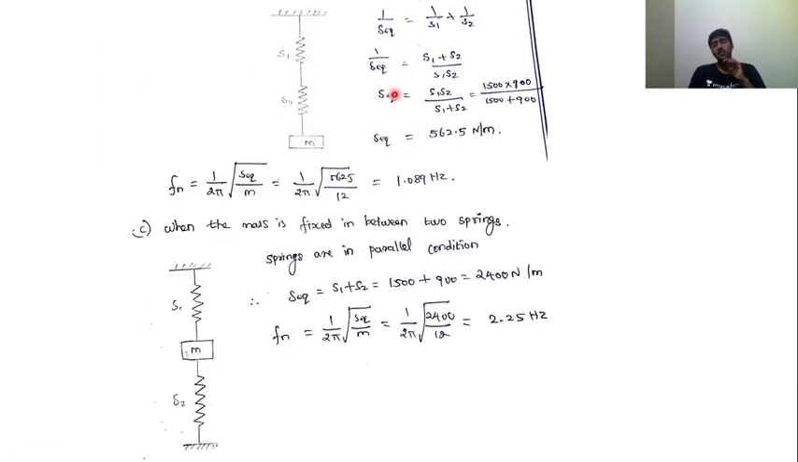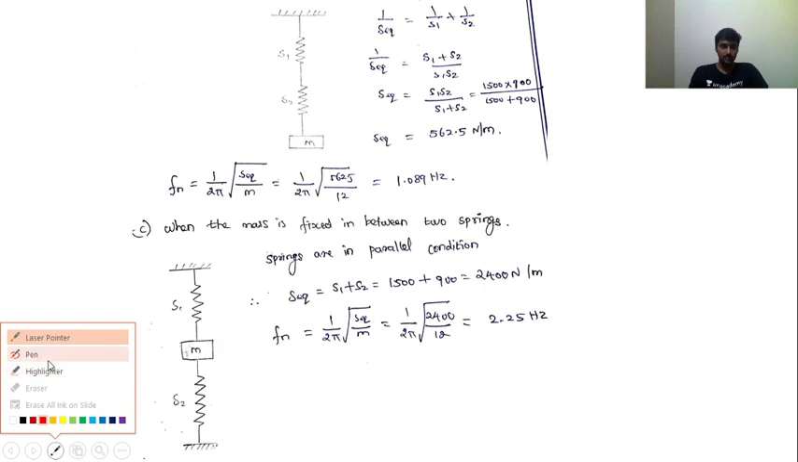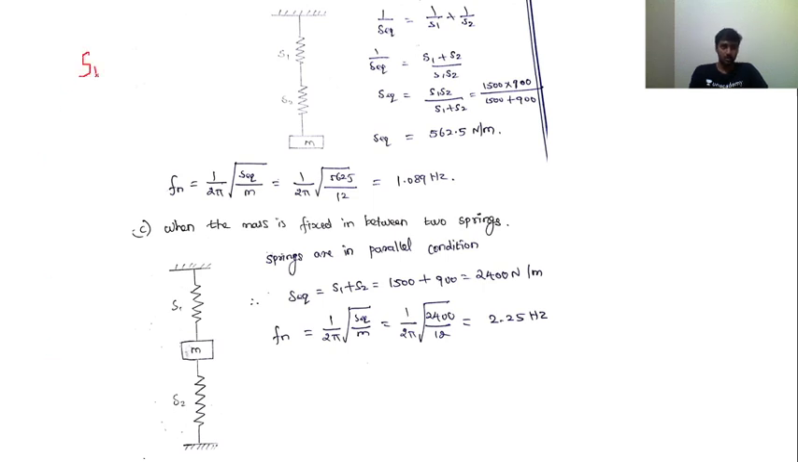Here the equivalent spring stiffness is given as S1 into S2 divided by S1 plus S2. So substitute the values given in this problem. S1 is equal to 1500 Newton per meter, S2 is equal to 900 Newton per meter, and the mass M is equal to 12 kg.